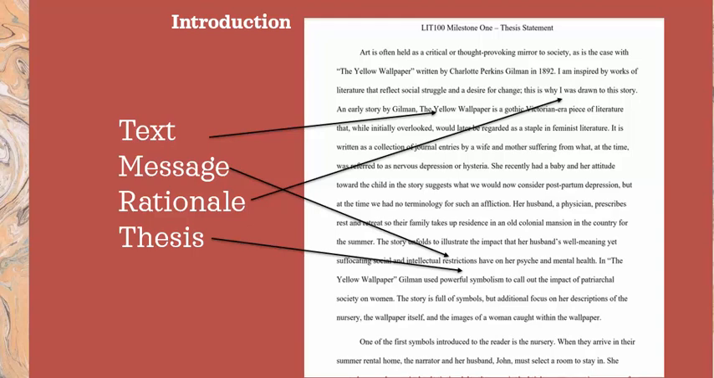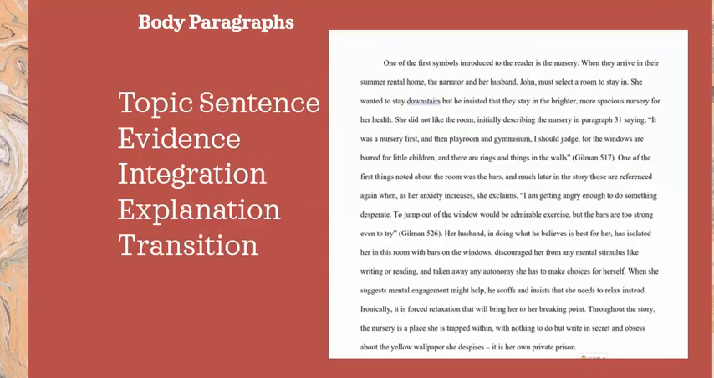In Yellow Wallpaper, Gilman used powerful symbolism to call out the impact of patriarchal society on women. It's full of symbols, with additional focus on description and imagery. Those are 3 elements necessary to support the argument of the thesis.